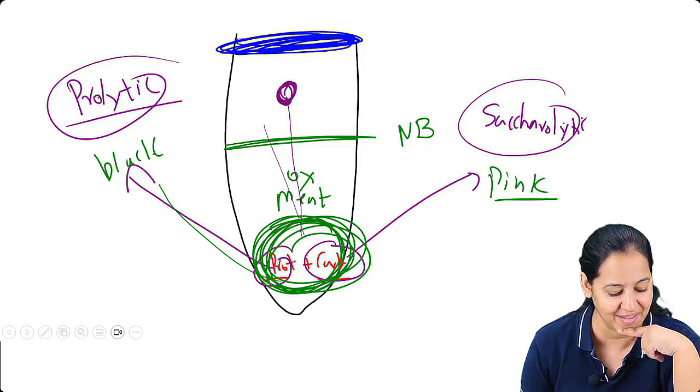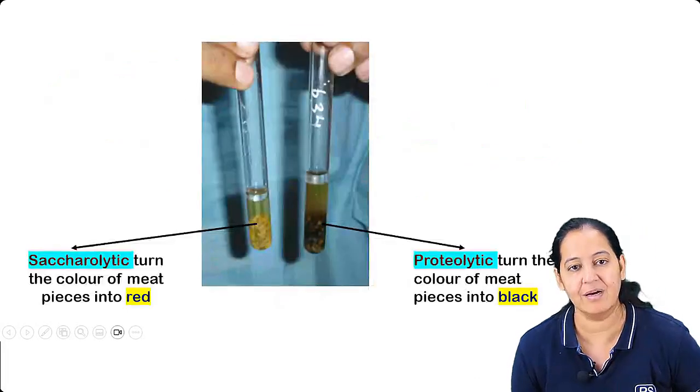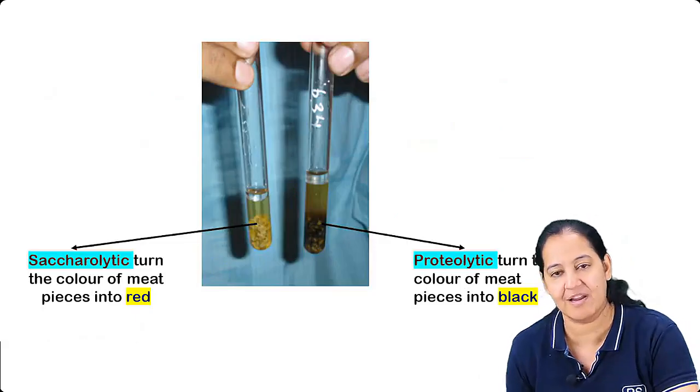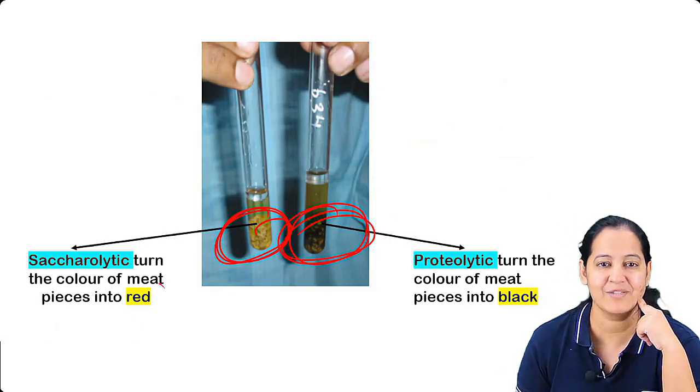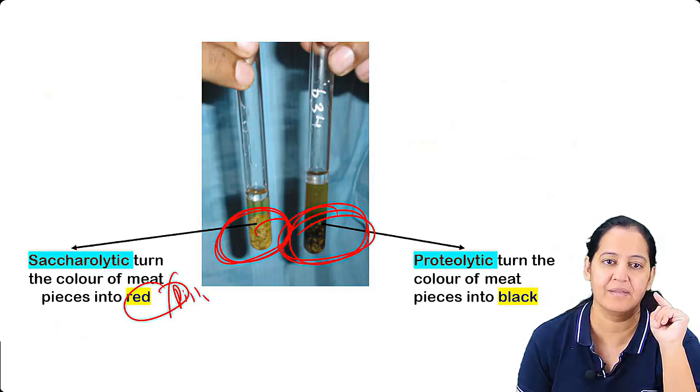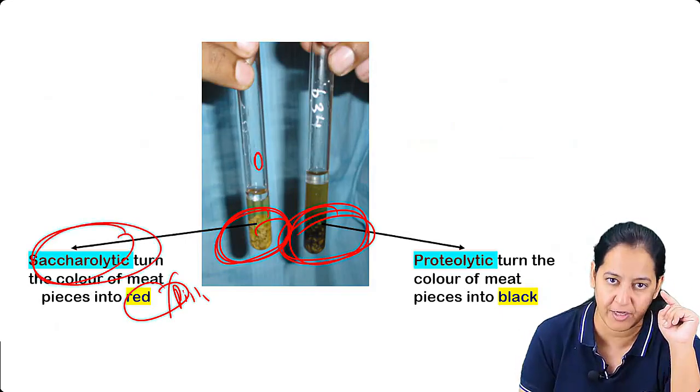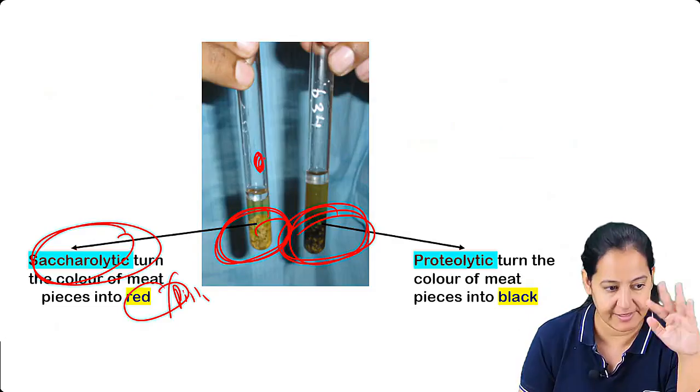Got my point? See the meat piece color, everyone. See the meat piece color here. So this one is red or pink, it's the same thing. Red or pink. This one is saccharolytic. Inside it is saccharolytic Clostridium, that is degrading the carbs.